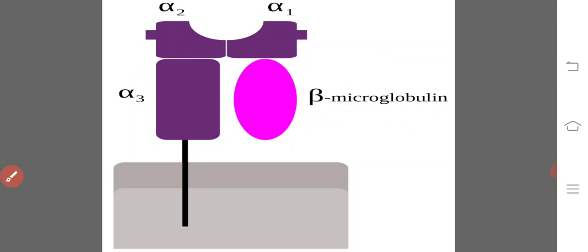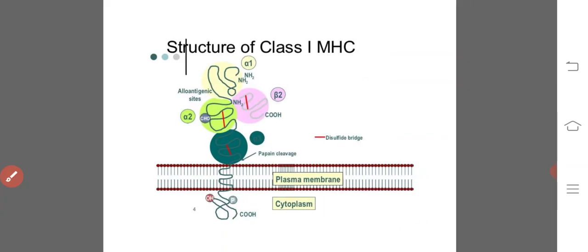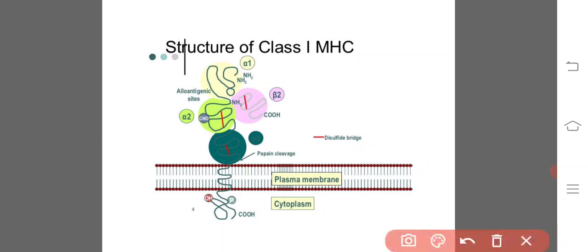The alpha chain is a transmembrane glycoprotein encoded by polymorphic genes within the A, B and C regions of the human HLA complex and within the K and D regions of the mouse H2 complex. Here we are seeing the alpha 1 and alpha 2, here the alpha 3. This is the beta microglobulin.